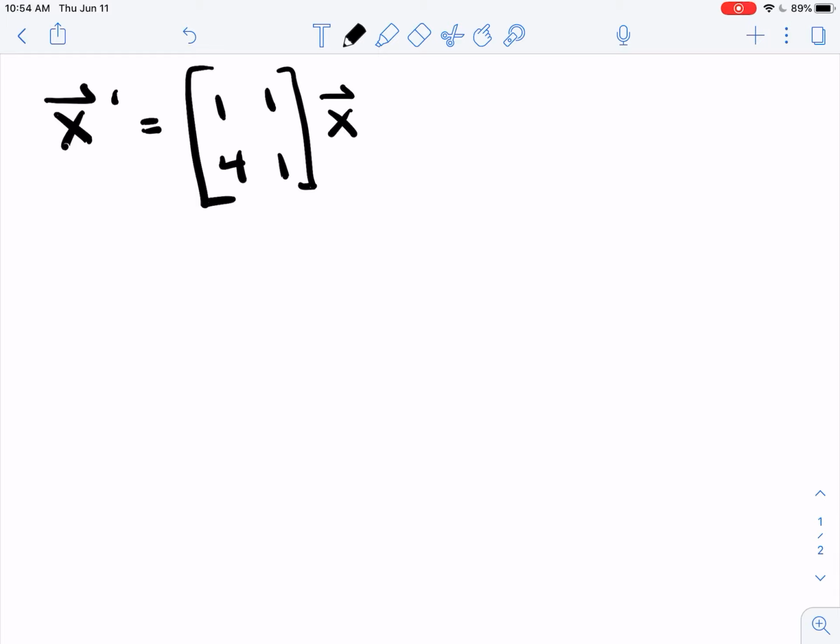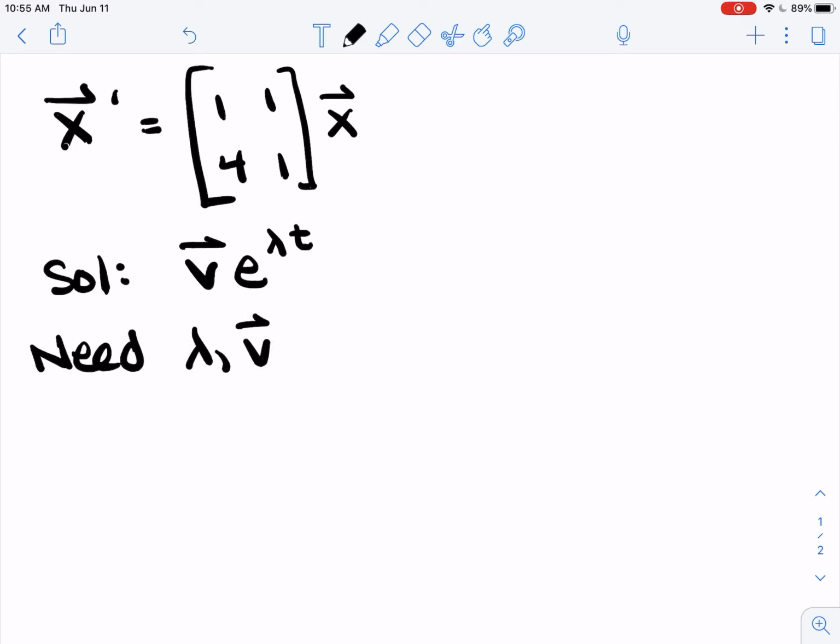So we know that the solution is going to look like an eigenvector times e to an eigenvalue times t. So the solutions will be exponentials. And so we need, of course, the eigenvalues and the eigenvectors. And this is obviously why we practiced doing this recently and why we learned about eigenvalues and eigenvectors.